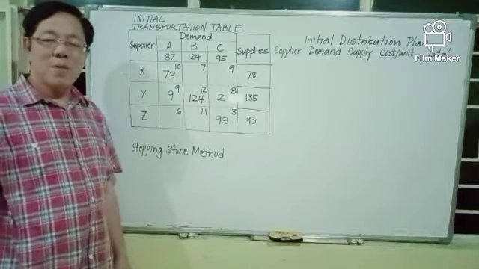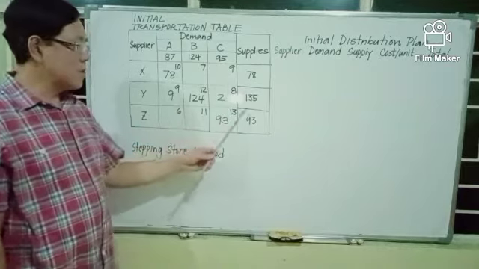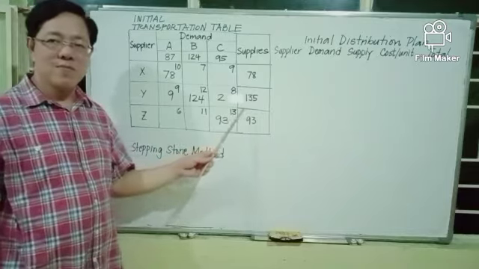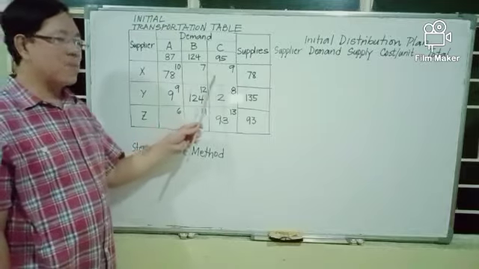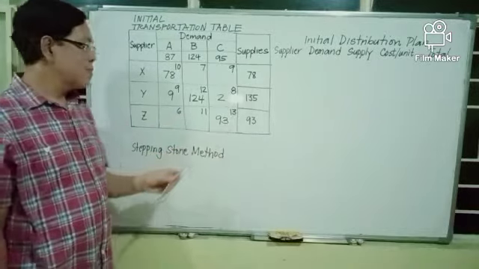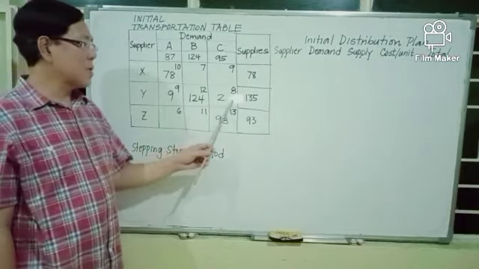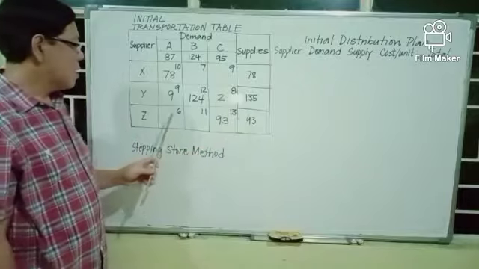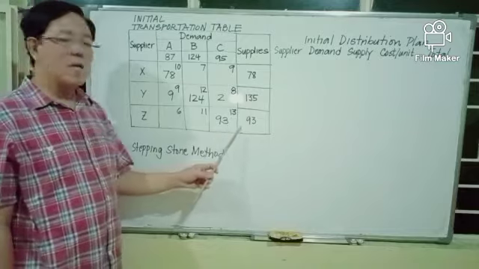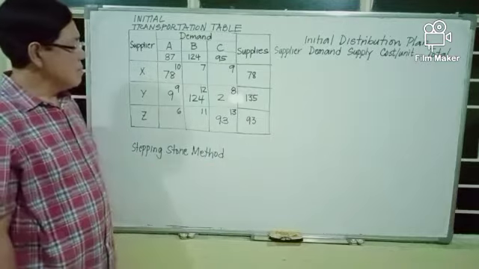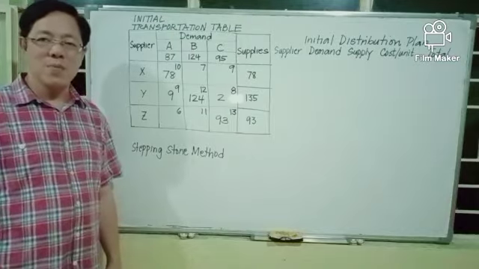You also add the numbers horizontally, and the sum of the numbers in the cells should be equal to the supplies for each supplier. For supplier X, we have 78 plus 0 equals 78. For supplier Y, 9 plus 124 plus 2 equals 135. And this vacant is considered 0 plus 93 equals 93. Therefore, this is a correct initial distribution.